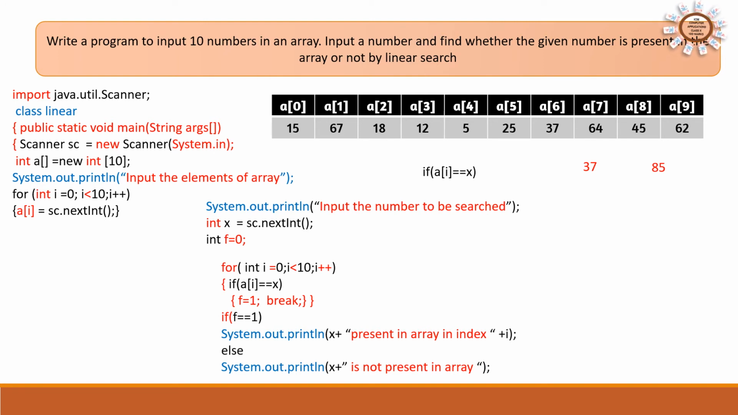So this is linear search, one by one. We can also call this search sequential search, because it is done in sequential form. So like this we can check whether an element is present in the array or not.